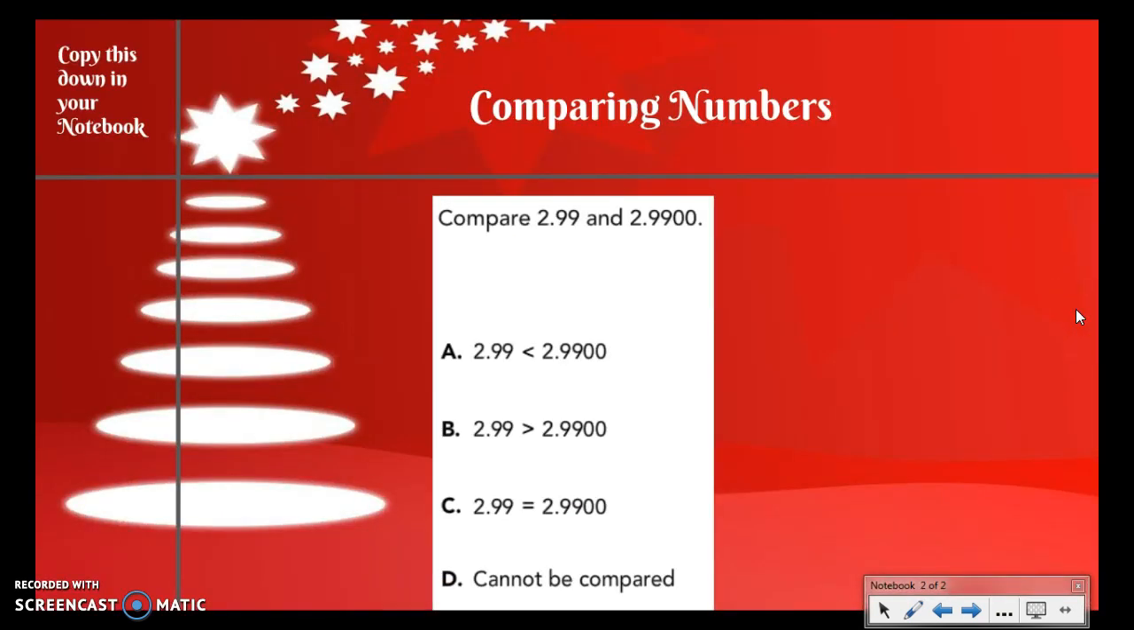Alright, again, here's another one that you're going to do. Compare 2.99 and 2.9900. Here are your answer choices. Ask yourself the question, which is compare to blah, blah, blah, and then choose the answer. Don't say A, B, C, or D, please. Write out the answer.